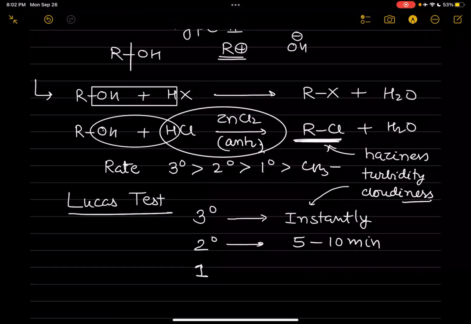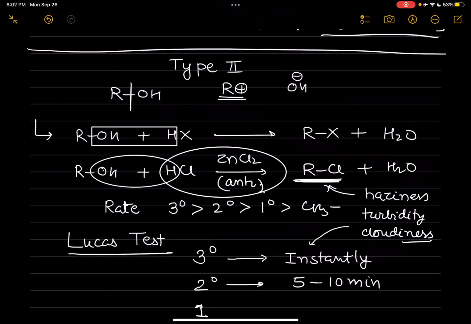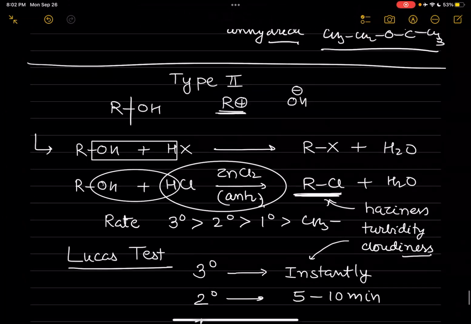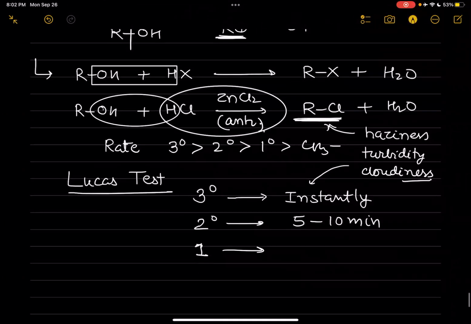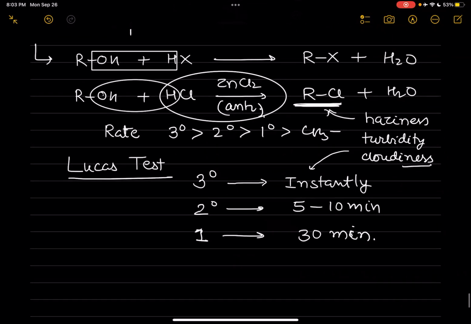And for primary alcohol, they are not going to break their bond easily, they are not going to form a stable carbocation, so they will take a long time to react. And by noting this time, you can know which alcohol is provided to you. If the turbidity appears instantly, the alcohol taken is tertiary alcohol. If you put Lucas reagent, which is HCl and ZnCl2, and it takes 5 to 10 minutes for the reaction mass to become hazy, that is secondary alcohol.